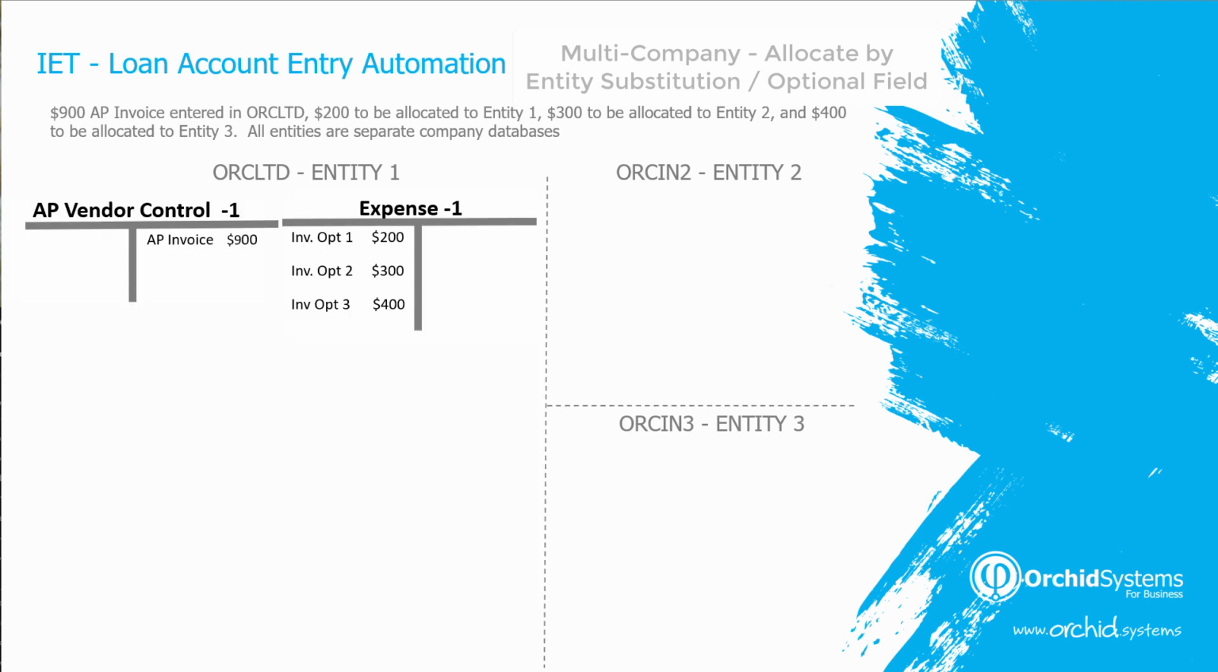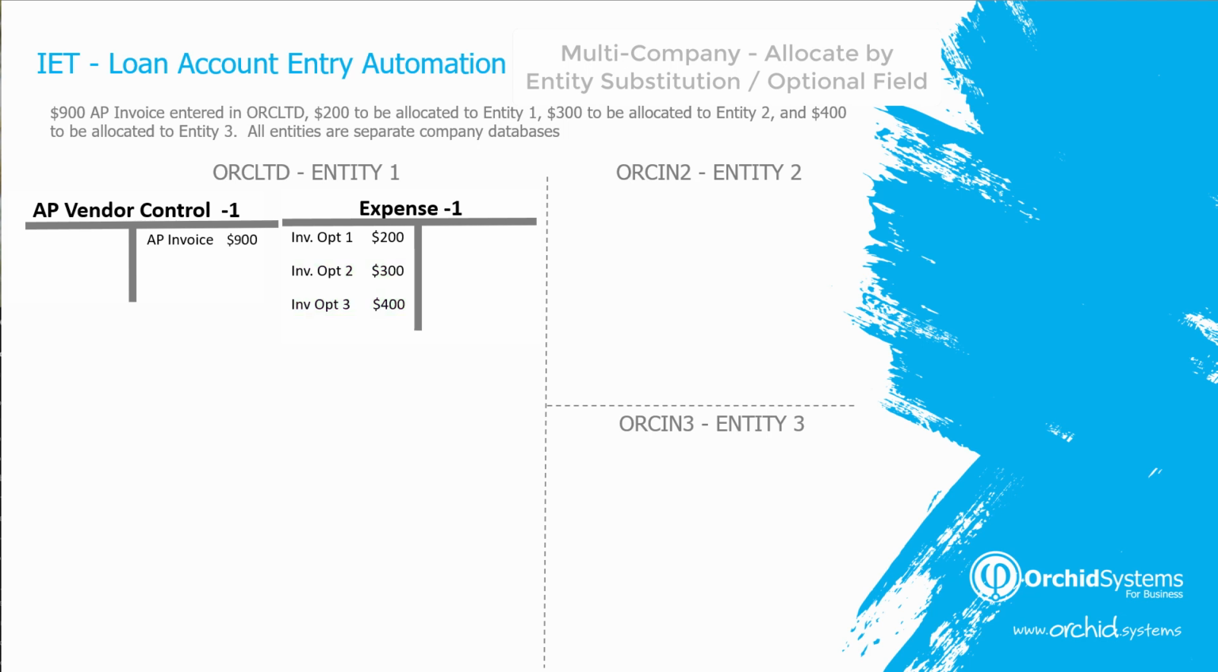The original AP invoice entry will look like this. We will post the expenses to the same expense account belonging to entity 1, but we will select different optional field values to indicate which entity we want to send those particular amounts to. So we will select entity 2 for $300 and entity 3 for $400.